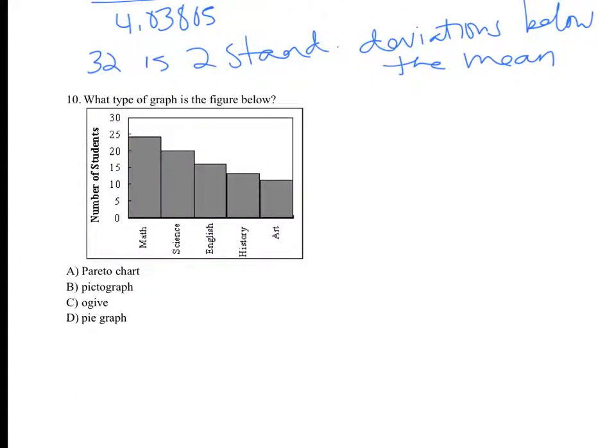Final question, I think. What type of graph is the figure below? Well, it's a bar chart. It is of categorical data in descending order. By golly, that's a Pareto chart.